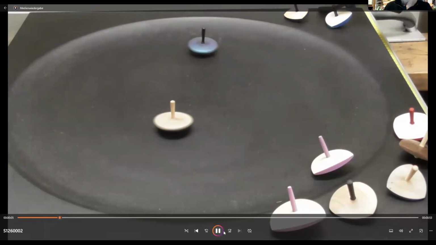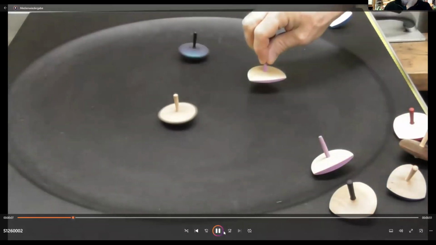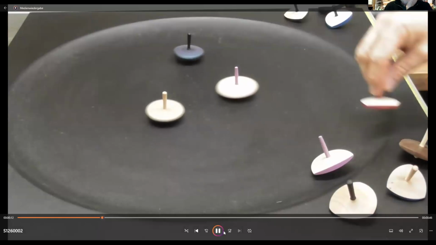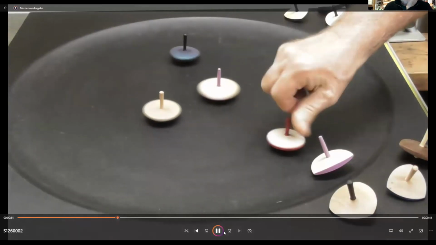Wow, they spin great. They spin beautifully. I didn't think they were going to spin so nicely. I was wondering how you were going to pull this off. Wonderful.